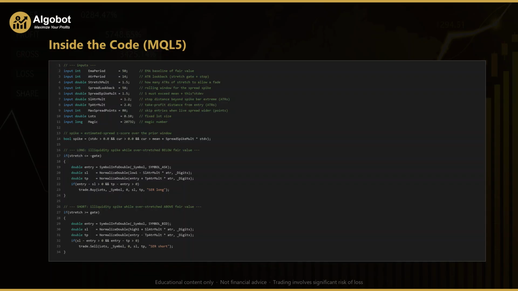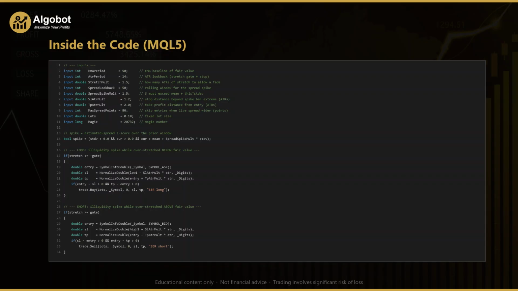SlAtrMult and TpAtrMult size the stop and the target. Max spread points blocks entries when the live spread is too wide, and lots and magic set the position size and the identifier. Just below that, the spike boolean is the z-score test. It is true only when the standard deviation is positive and the current spread reading exceeds the mean plus the spike multiple times the standard deviation.